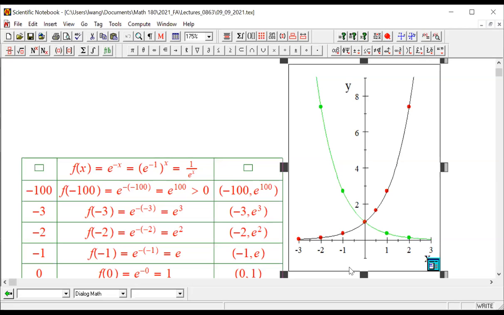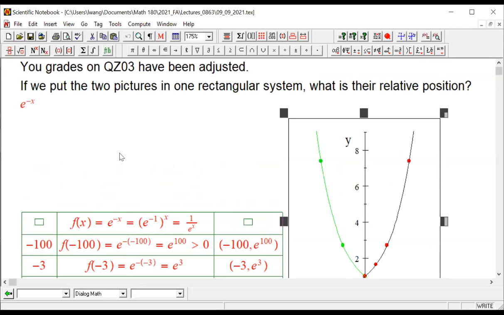Then how about 2 to the power negative x? We just did e to the power negative x, right? How about 2 to the power negative x? 3 to the power negative x. Can you do them all? Of course you can. But we're not going to do it in class. We don't have that kind of time. All right?